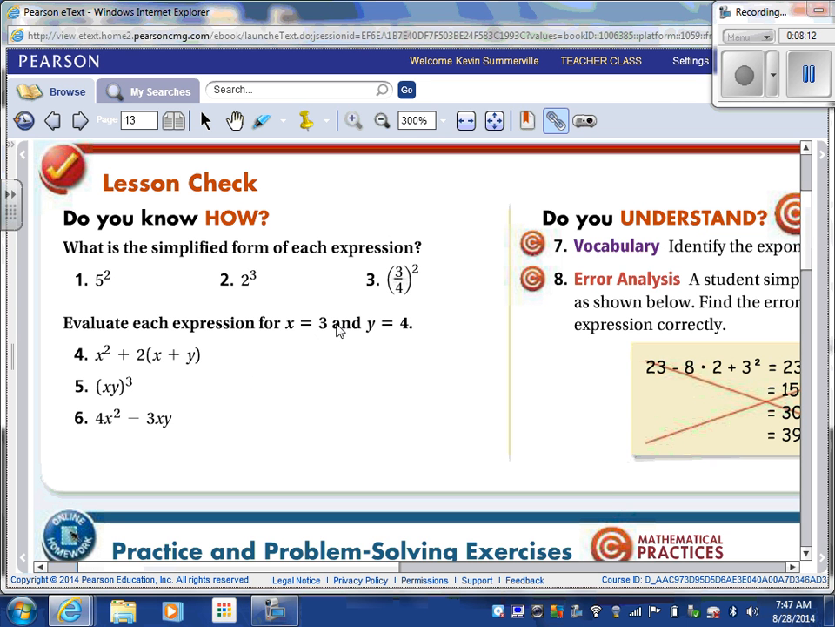Because we're looking at this problem, we see that x equals 3, y equals 4. So wherever there is an x, I'm going to put a 3. Wherever there's a y, I'm going to put a 4. So when I do that, I need to rewrite this equation as x squared, which means it's 3 squared plus 2 parentheses, x is 3 again, plus y is 4.